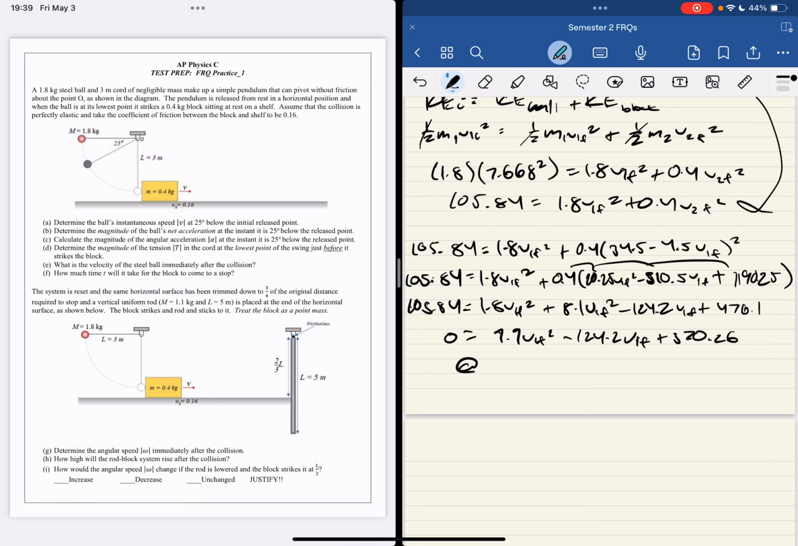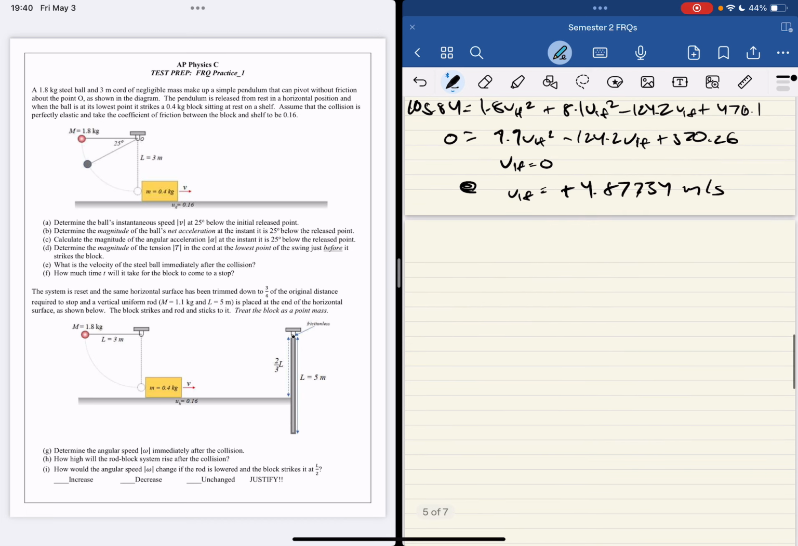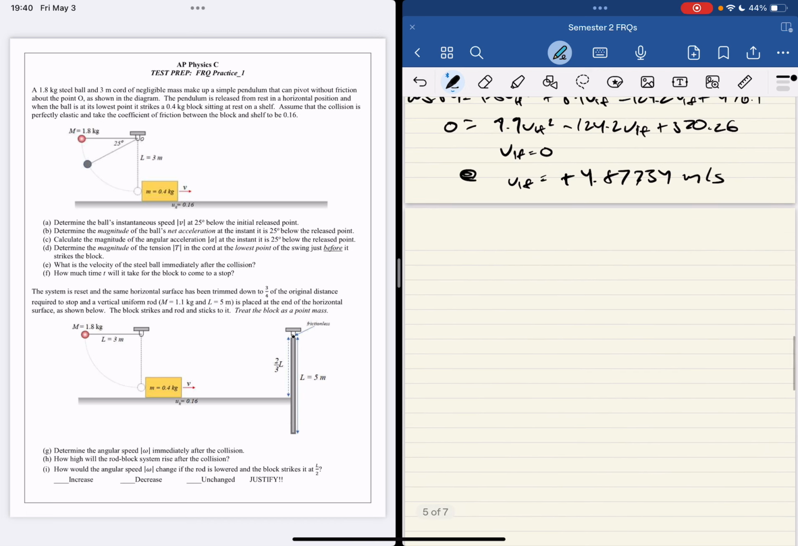And then I'm going to put this into my calculator, set it equal to 0, and V1F is equal to 4.87734 meters per second. Okay, now for F, they want to know the time it will take for the block to come to a stop.